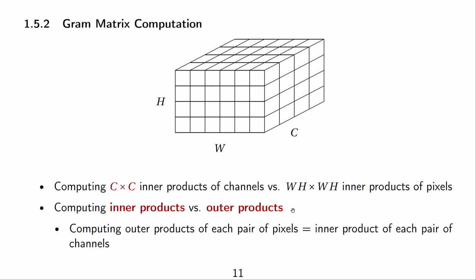Also, to compute the gram matrix, there's a choice of either computing it using inner products or outer products. For example, computing outer products of each pair of pixels and summing them up will be an alternative computation to computing inner products of each pair of channels. Again, something that you learn in linear algebra. I'll just mention it here in case you see different ways to compute it.